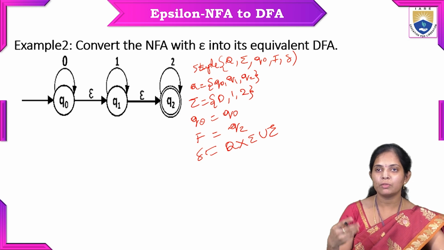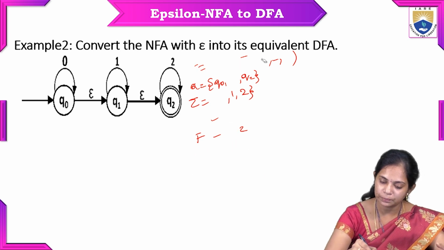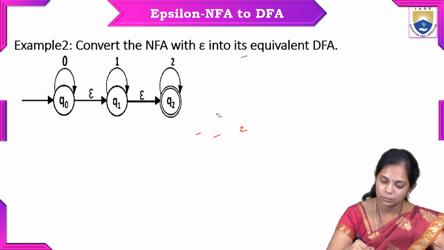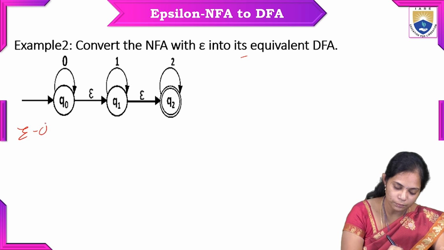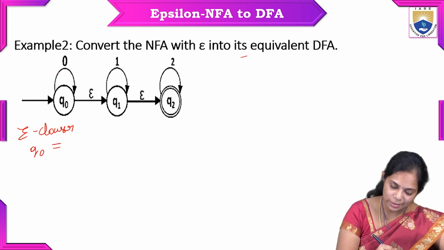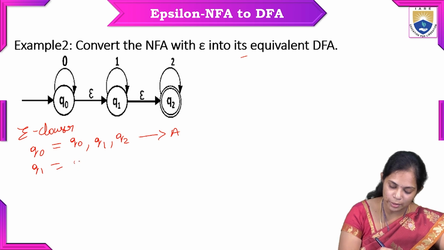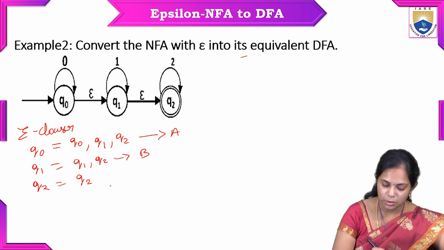So here, in the same way, we have to first find out the epsilon closure for each state. So epsilon closure for each state, starting with Q naught. Epsilon closure of Q naught: itself it is having Q naught, and it is reaching Q1 and it is reaching Q2. So we can say that it is a new symbol, A. And for Q1 epsilon closure: from Q1, Q1 comma Q2, and this is B. And Q2 epsilon closure is itself, and this is C.